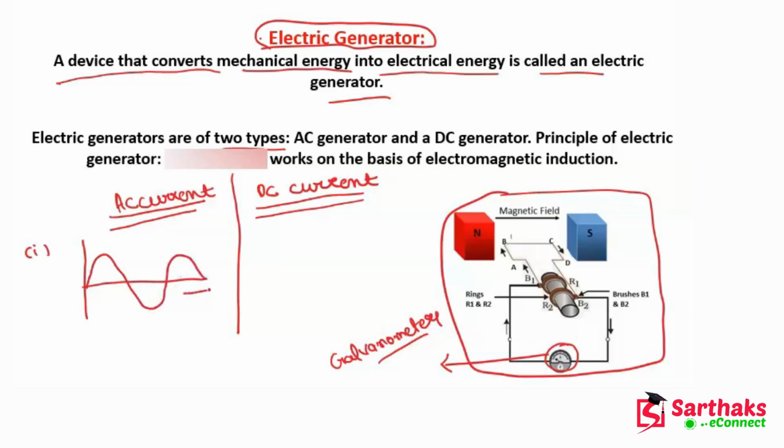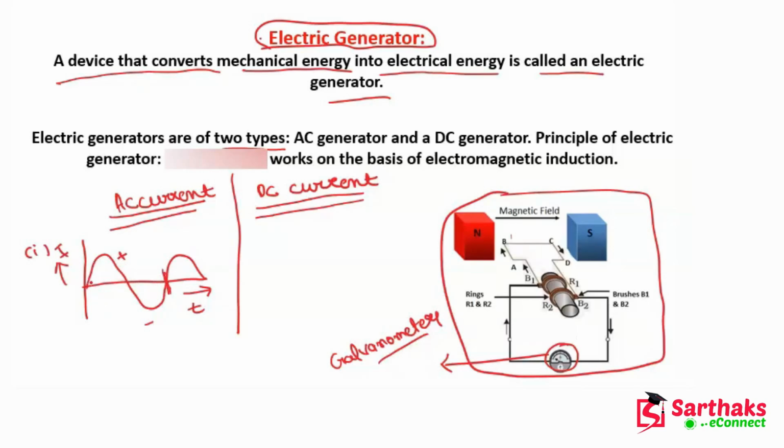This is time t on the x-axis and this is the magnitude of current. Let's suppose this is one rotation. In this one rotation the electric current has changed its direction two times. Here this half cycle is positive, and this half cycle is negative. So you can see clearly that the current is changing its direction.